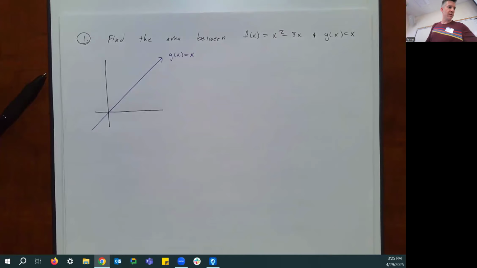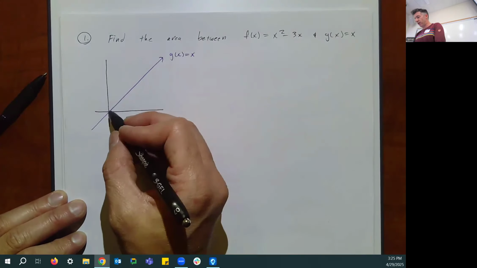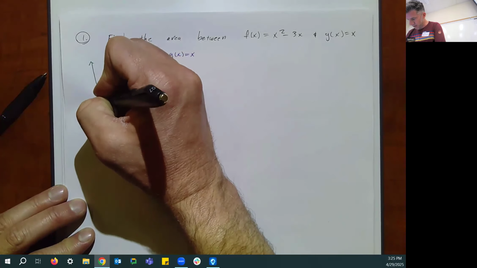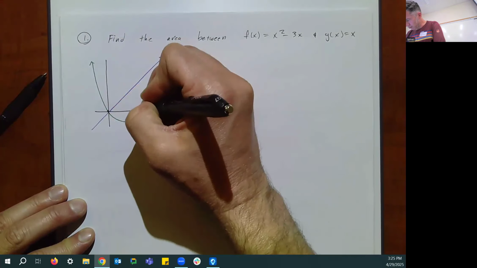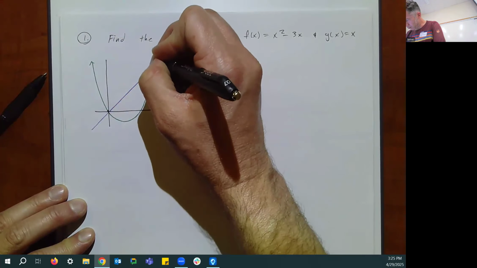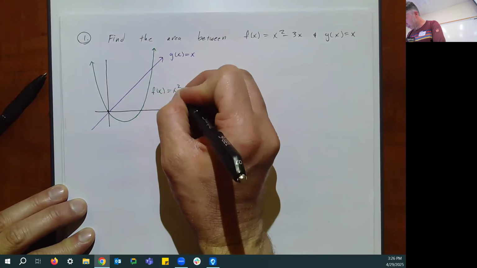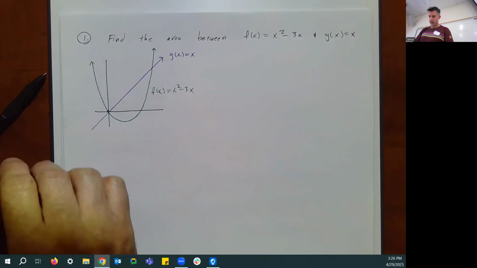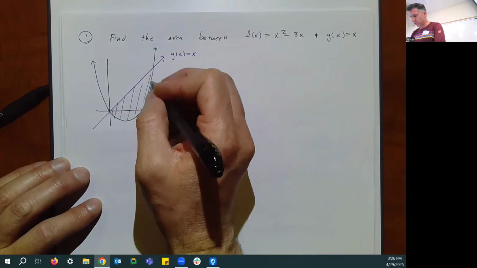And f of x equal to x squared minus 3x. If I was going to graph that, I know it's going to have an x-intercept at 0 and at 3. So it's going to look something like this. So we're trying to find the area between these two curves.